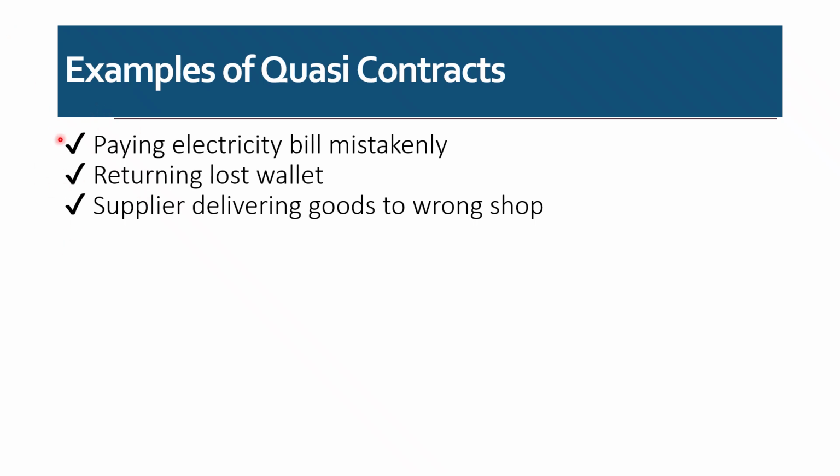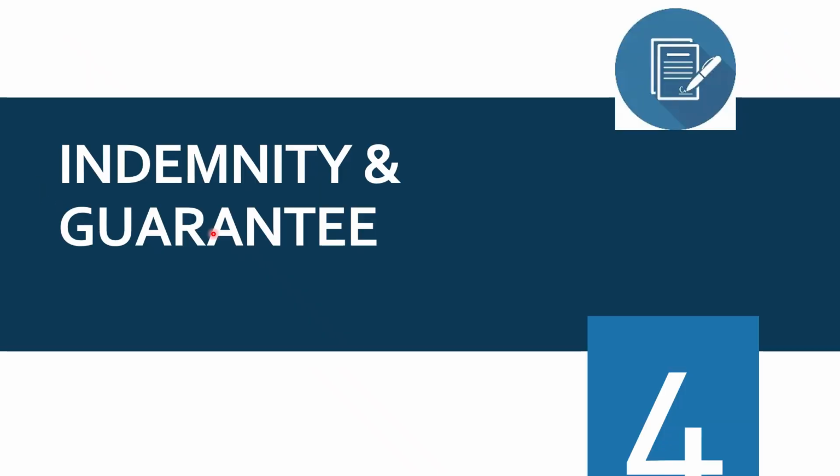Some examples of quasi-contracts include paying electricity bills mistakenly, returning lost wallet, suppliers delivering goods to the wrong shop. They all come under the examples of quasi-contract. Now we begin the next major topic, that is contract of indemnity.